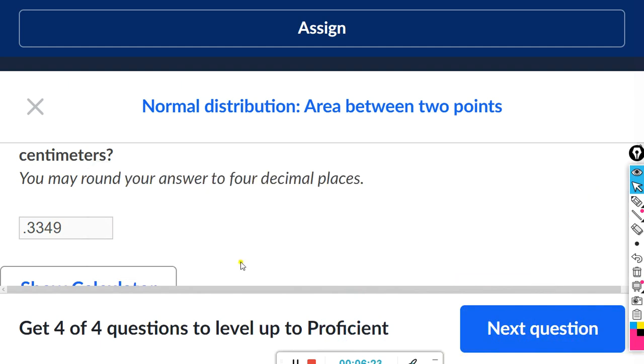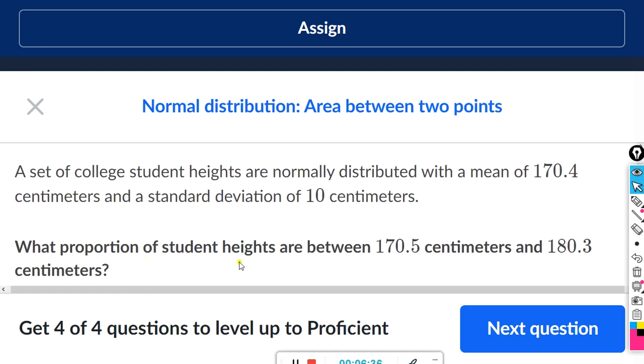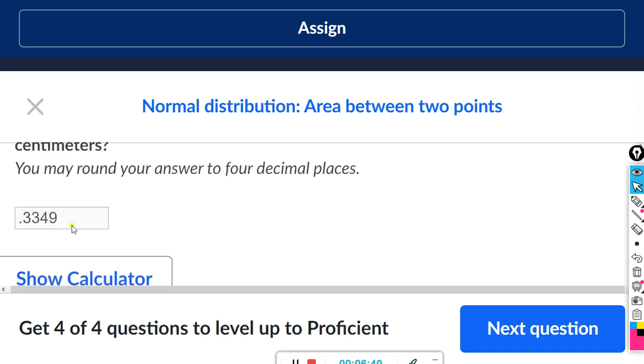All right, and what this number represents is actually a percentage in decimal form. If you move the decimal over 2 places, that's 33.49%. So that means the portion of students between 170.5 and 180.3 is going to be 33.49%.